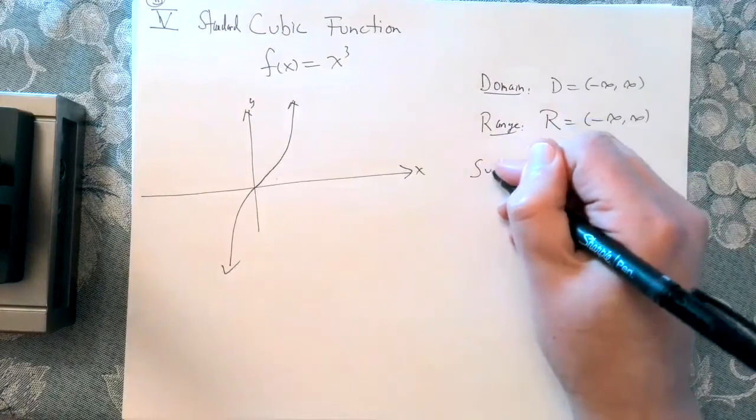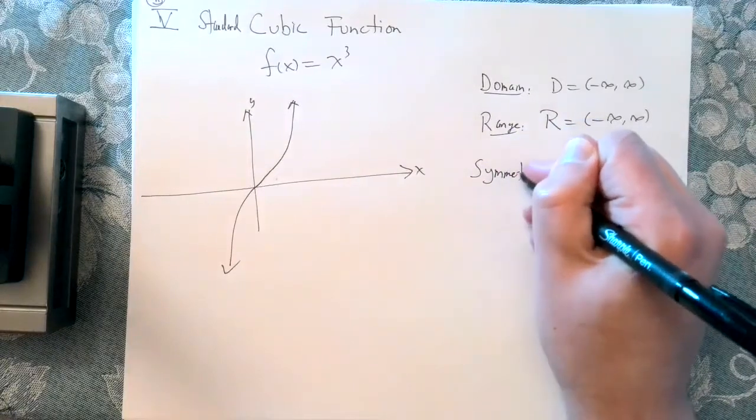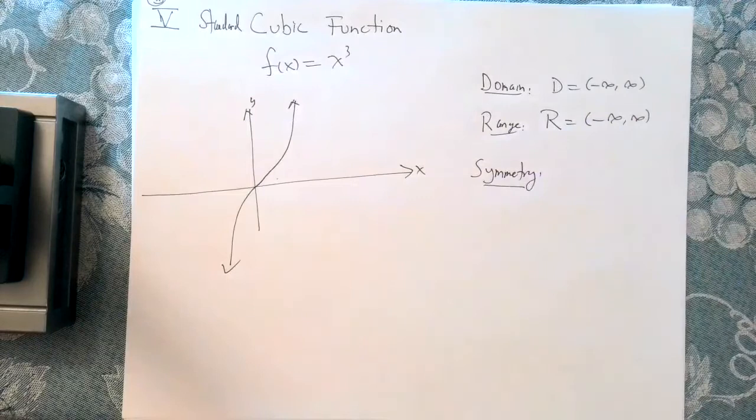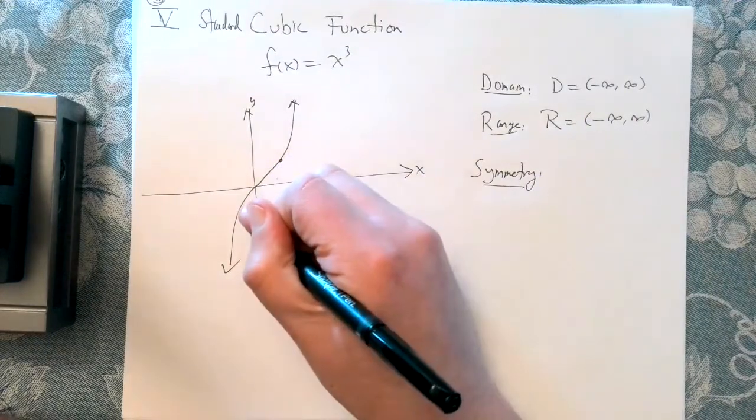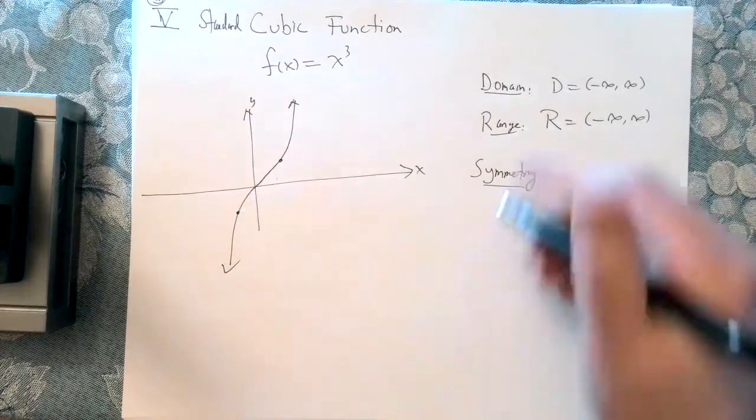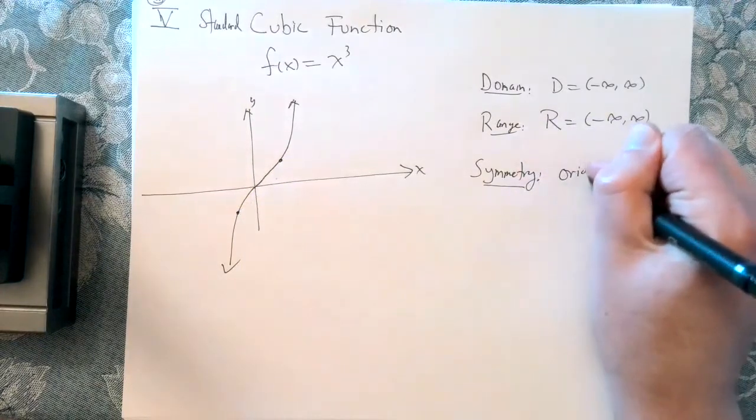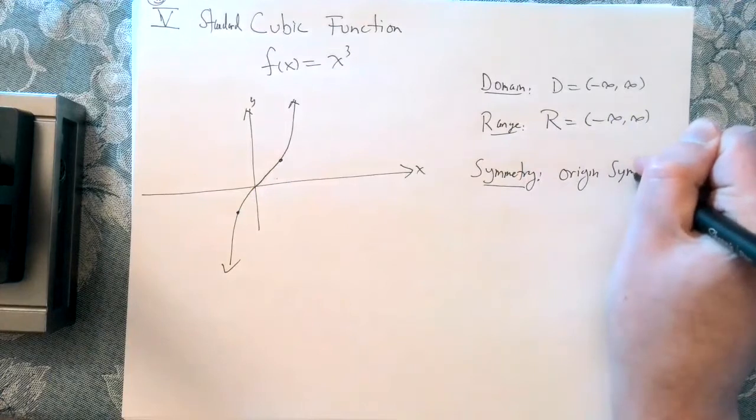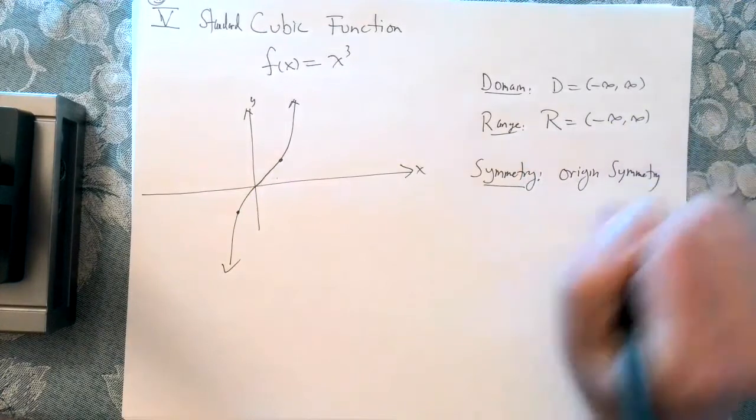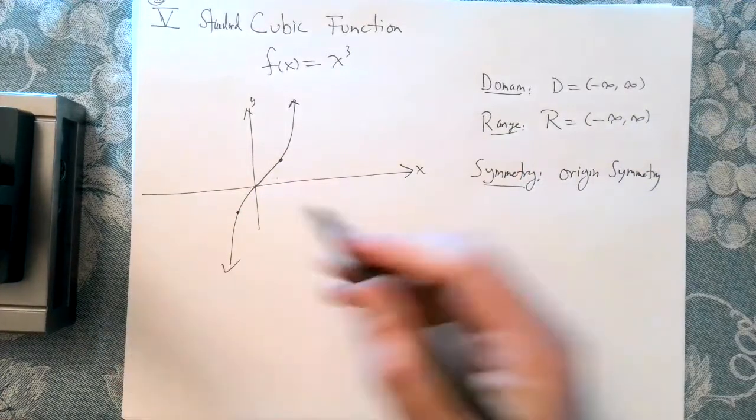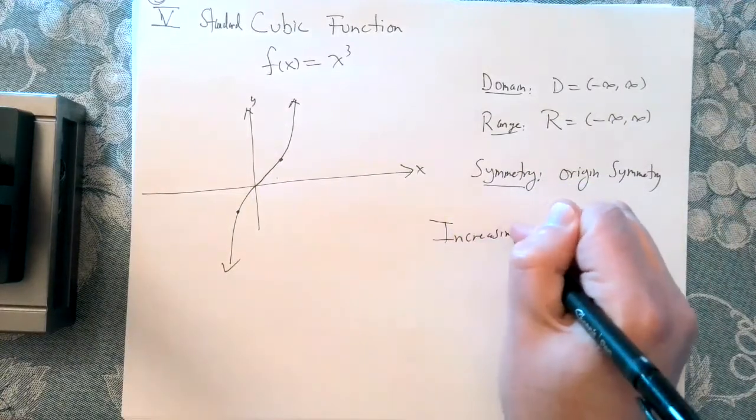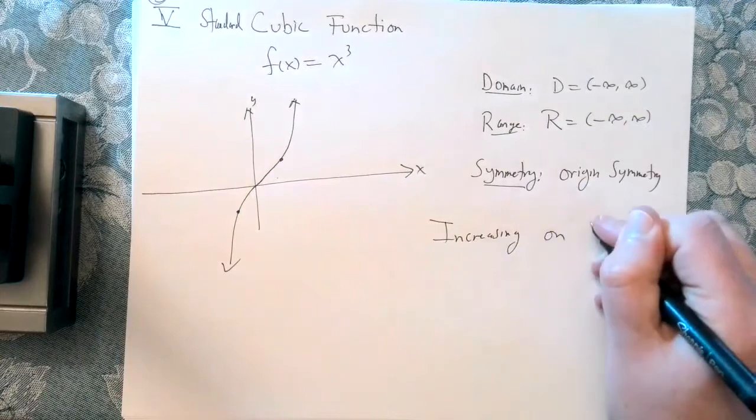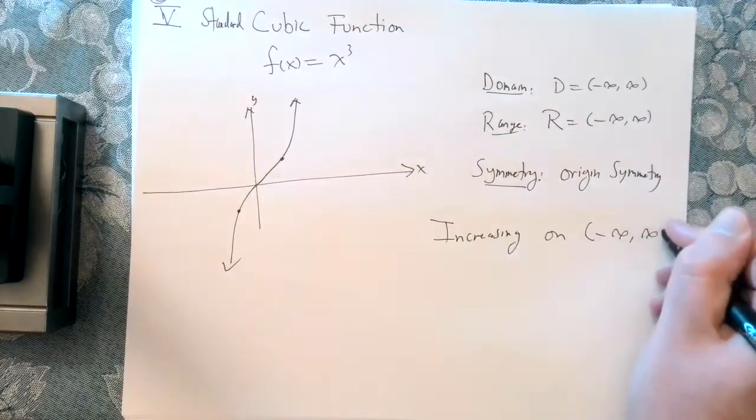And what about symmetry? This has origin symmetry. So yeah, if I pick a point and I reflect it through the origin, the image will be on the graph down here. And it looks like this is forever increasing. So this is increasing on the interval minus infinity to infinity.